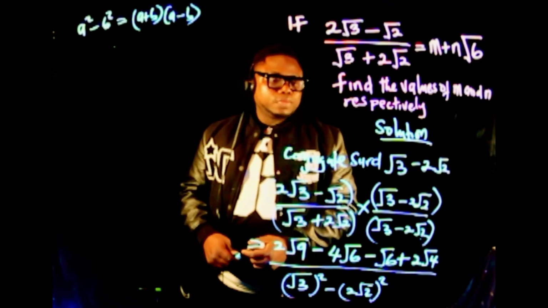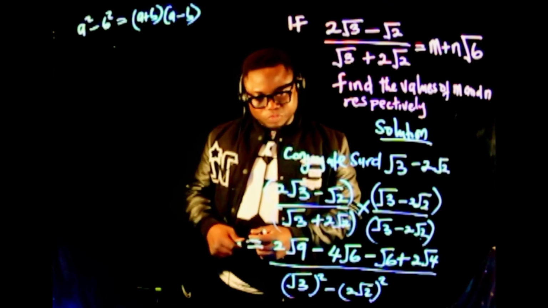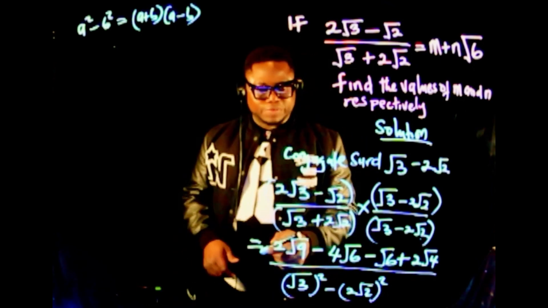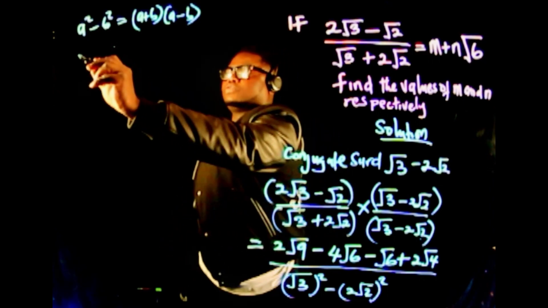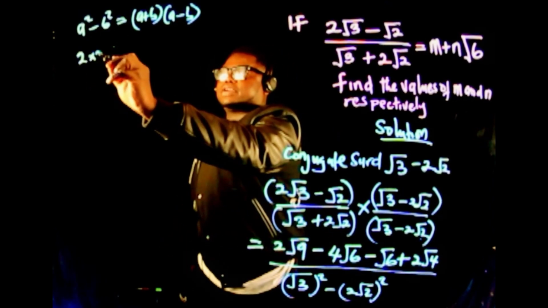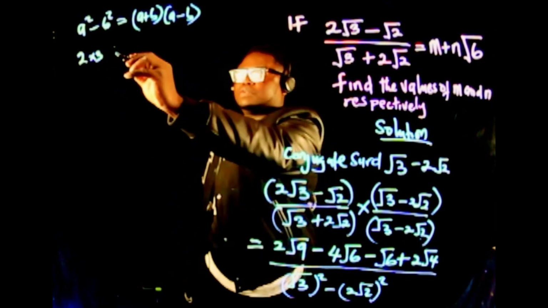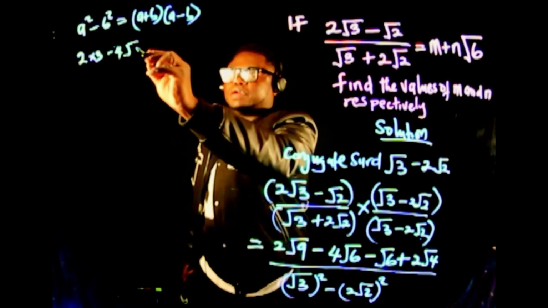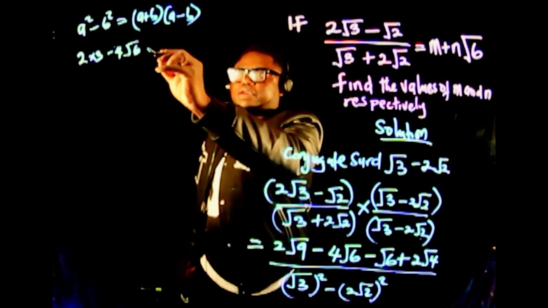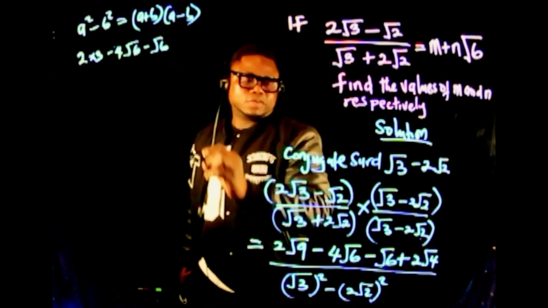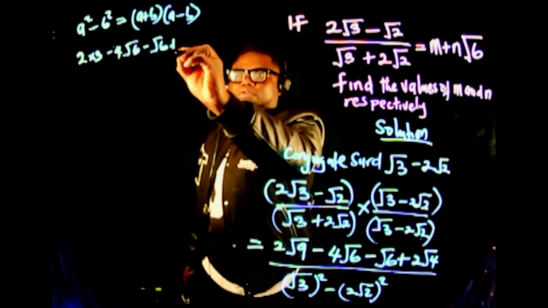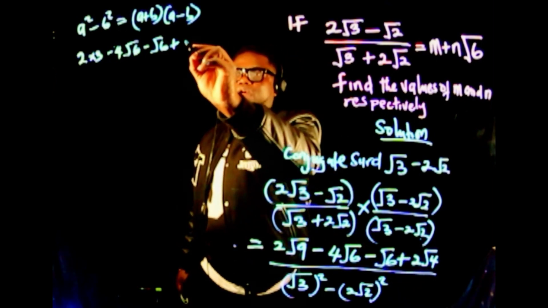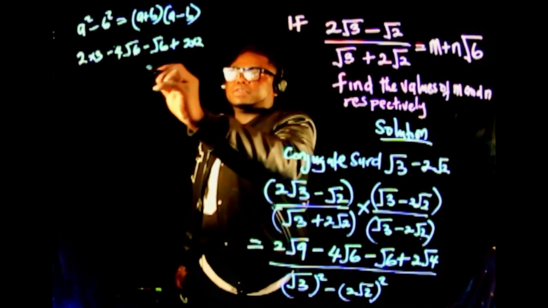Now, the next thing to do is to simplify the numerator. This is root 9, and you know that the square root of 9 is 3. So I'm going to have 2 times 3 there, minus 4 root 6 minus root 6. Plus, the square root of 4 is 2, and 2 times 2 is going to give me 4. So I may just write 2 times 2 there, then divided by.